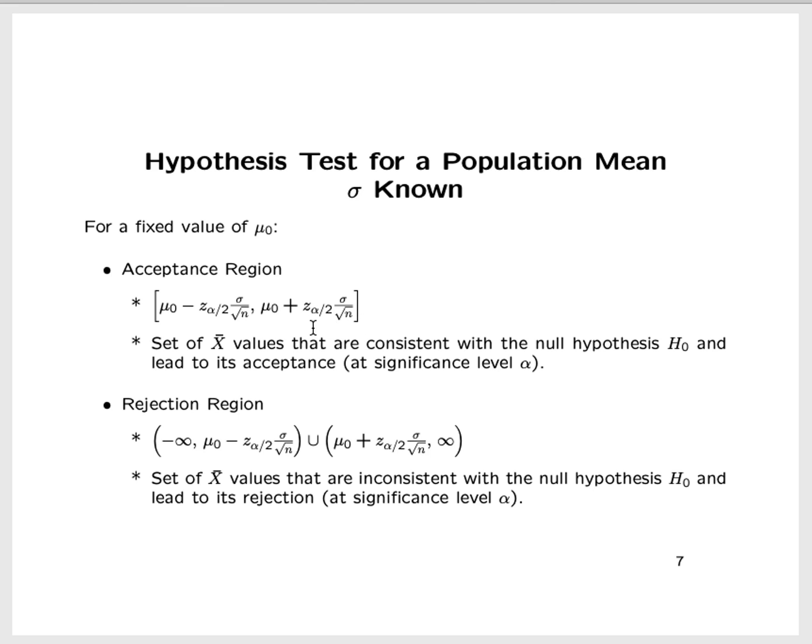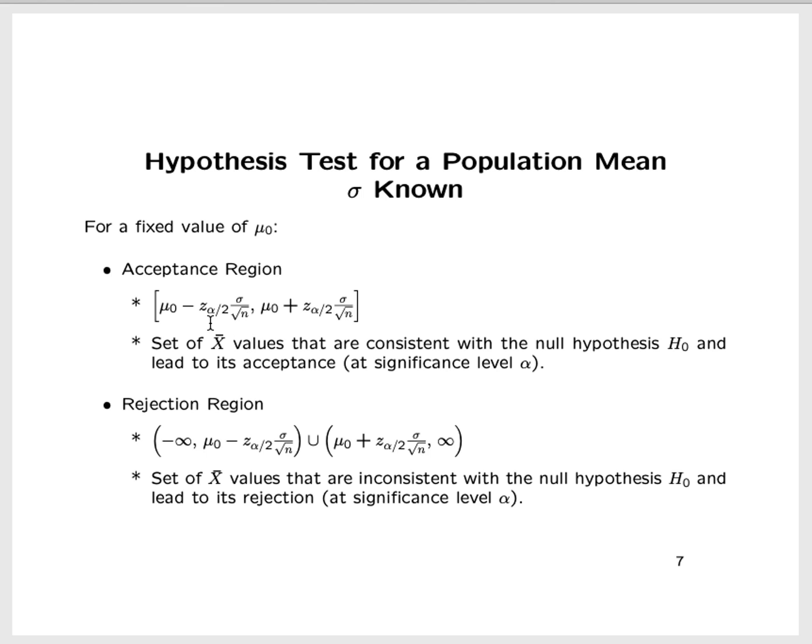And so this acceptance region is the interval that ranges from the lower endpoint, mu sub 0, the hypothesized value, minus z sub alpha over 2 times the standard error of x bar, up to the upper endpoint, mu sub 0 plus z sub alpha over 2 times sigma over the square root of the sample size, which again is the standard error of x bar. So this interval is called the acceptance region, and it's the set of values of x bar that would lead us to accept, or we might say not reject, the null hypothesis.